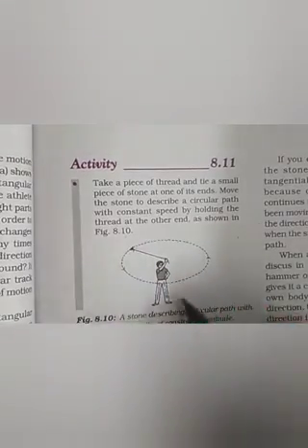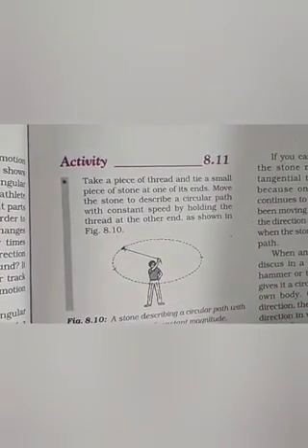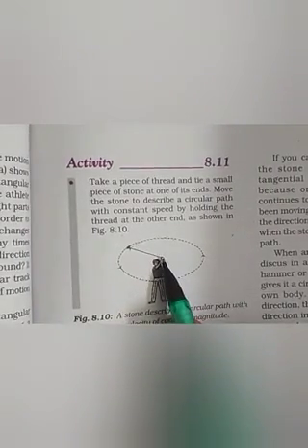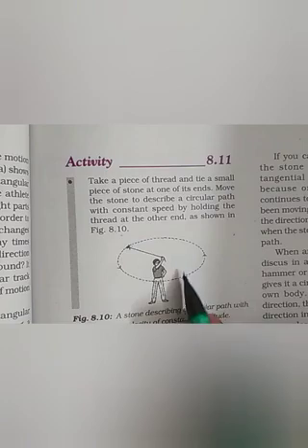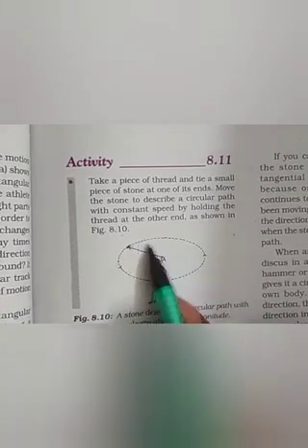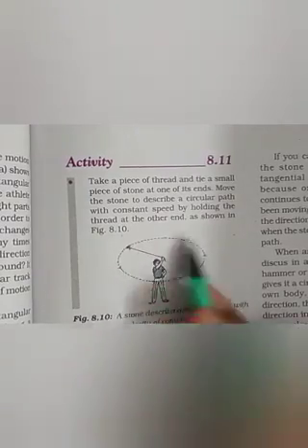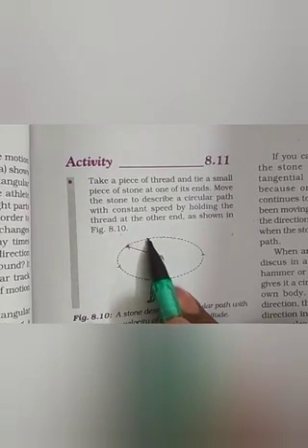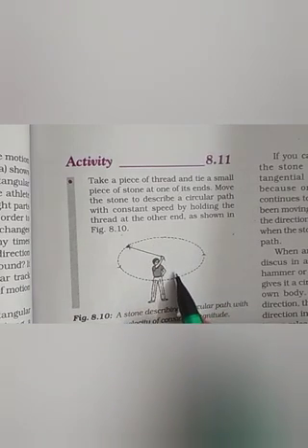Now what do you come to know? That the stone moves along the straight line which was tangential to the circular path, and it continues to move along the direction in which it was moving. If it is moved in clockwise direction, it will go clockwise in the direction tangent to this circular path. This shows that the direction of motion changed at every point when the stone was moving along the circular path.